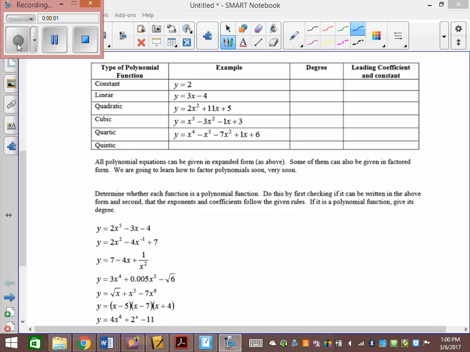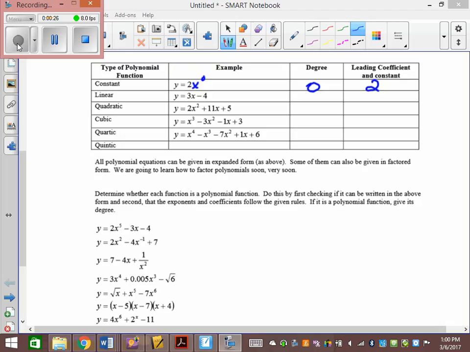Constant function y equals 2 is degree 0, because I could put x to the 0 behind it. So it's degree 0. And the degree is the value of the largest exponent in your polynomial. The leading coefficient is what value is in front of the exponent. It's 2. And the constant in this case is actually 2 as well, because the constant is the number without a variable.